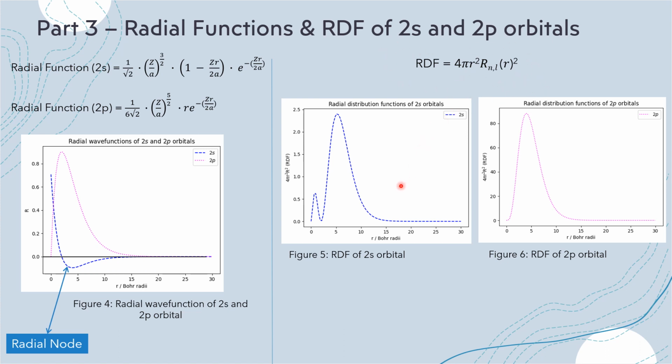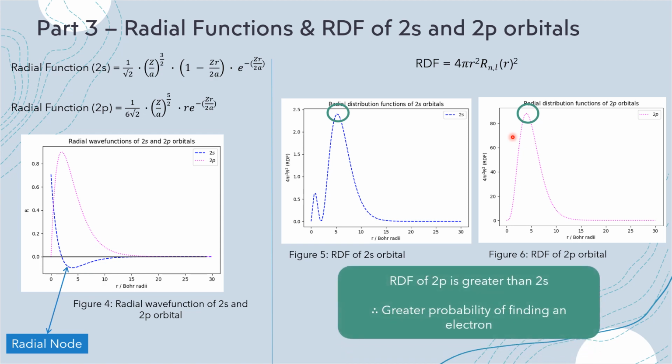As seen in figure 5, you can see there are two peaks, which might be due to the presence of the radial node, as this represents the 2s orbital. However, when comparing the two probabilities between figure 5 and 6, there's a greater RDF in figure 6. As you can see, it goes all the way up to 80 in this one, whilst this one only goes up to 2.5, which suggests that figure 6 has a greater density probability in the 2p orbital, and therefore that's more probable as to where you'll find an electron.